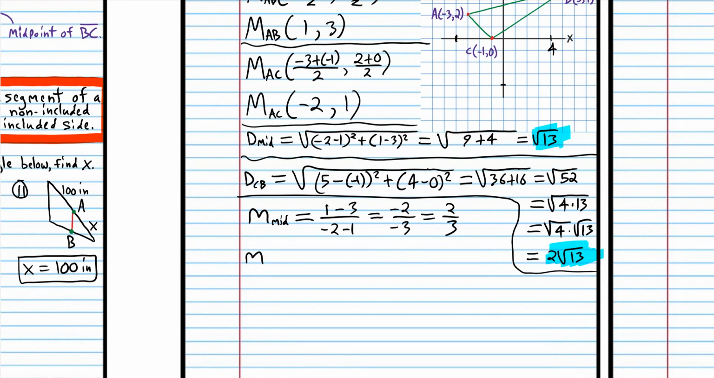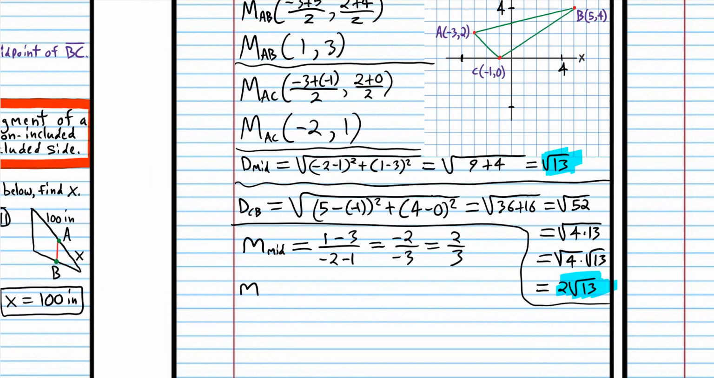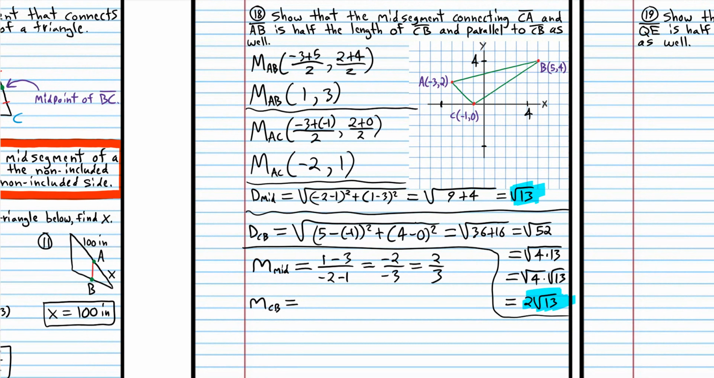Now when we find the slope of the non-included side CB, that should be also 2/3. So using C as point 1, we have 4 minus 0 over 5 minus -1. And we have 4 over 6, which simplifies to 2/3. And you can see the slopes are the same, which proves that those sides are parallel.